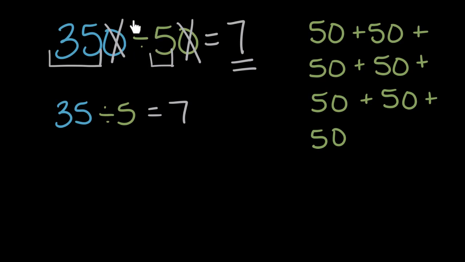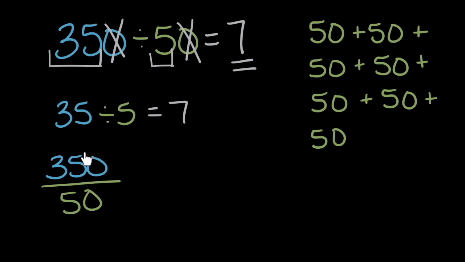Division is really the same as a fraction. So if we wrote this as a fraction, 350 over 50, this fraction bar is the same as the division sign. 350 divided by 50 is the same as 350 over 50. And when we have a fraction like this, we can simplify it. Because there are zeros on the end, we know they're both multiples of 10, so we can divide our numerator and our denominator by 10.